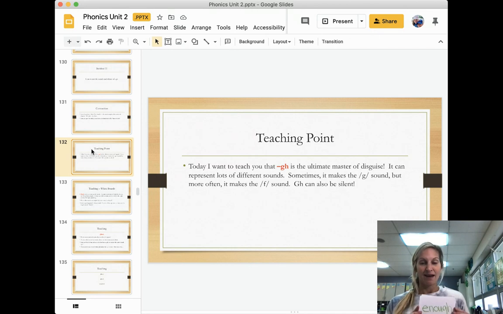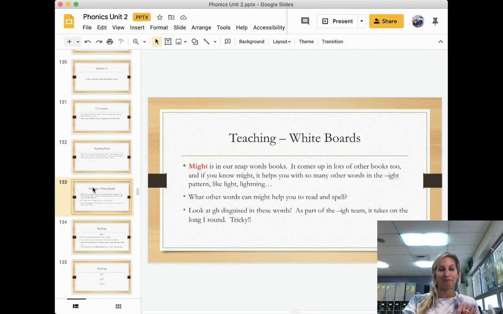Sometimes it makes a G sound, like in ghost, and a lot of times it makes an F sound, like in enough, right? And then sometimes it can even be really silent, like in might. Can you even hear it in might? No, I can't hear it at all. It can be really quiet. So might is actually in our Snap Word book, and it comes up in a lot of other books too.